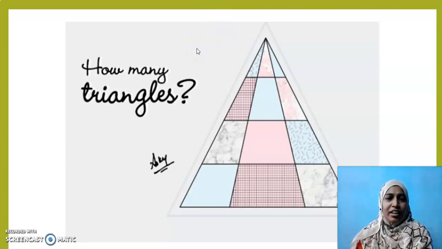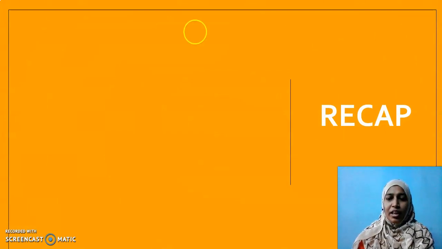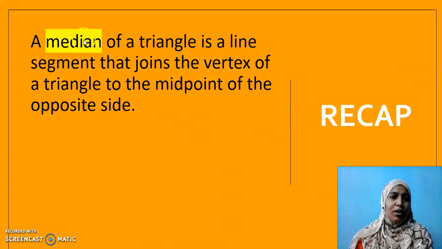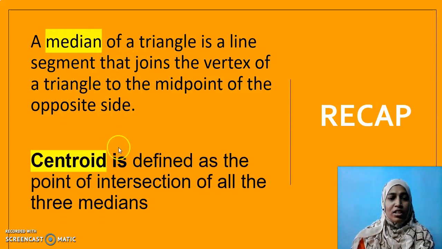Okay, children. And now let's have a recap of what we learned in the previous class. We started with the median of a triangle, and it is the line segment that joins the vertex of a triangle to the midpoint of the opposite side. And what is the meeting point of all these medians? We will have 3 medians in a triangle, and all these 3 medians meet at a point called centroid. Centroid is defined as the point of intersection of all the 3 medians.